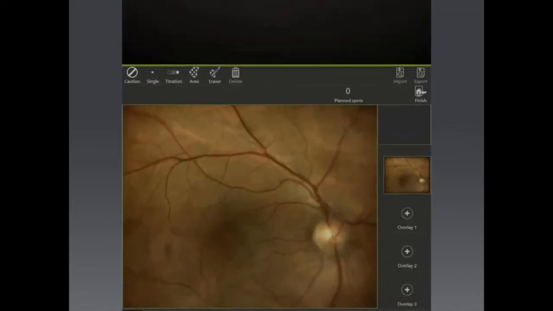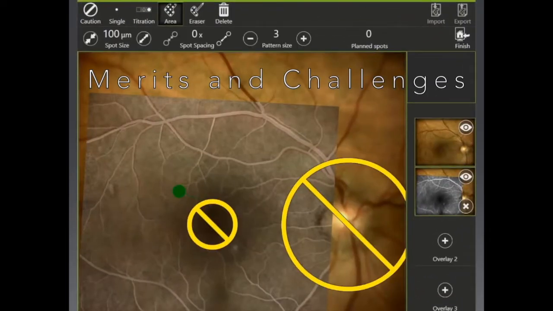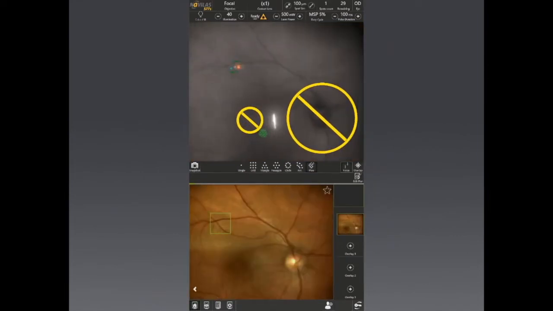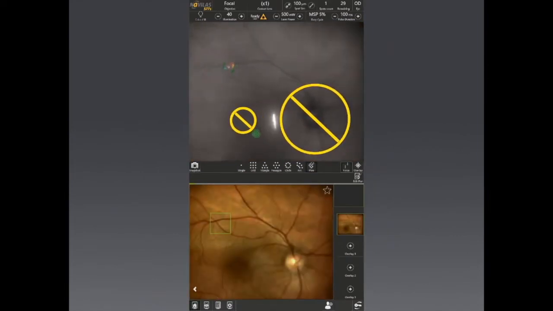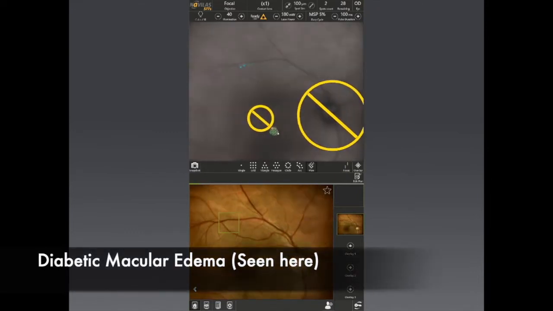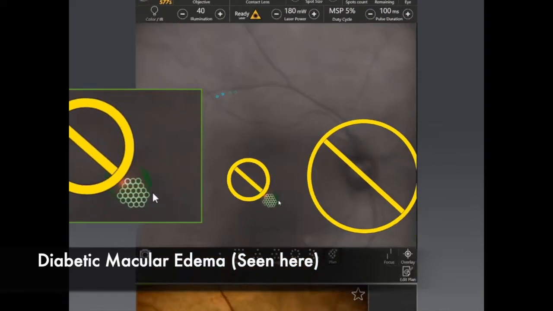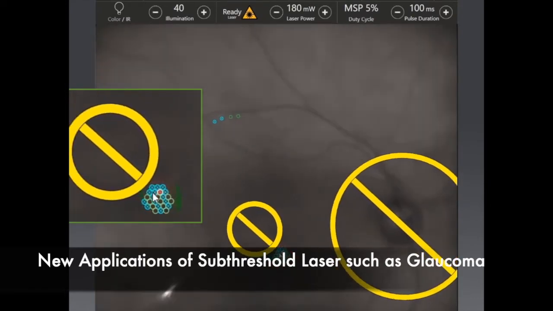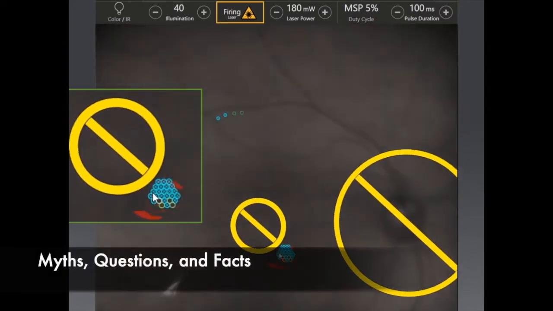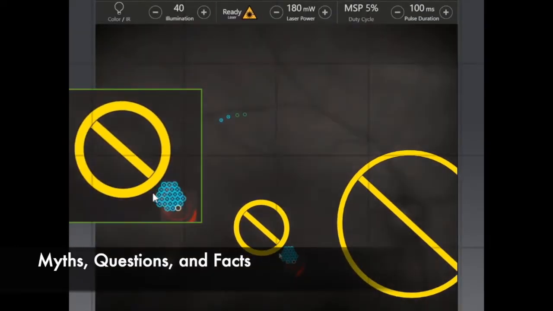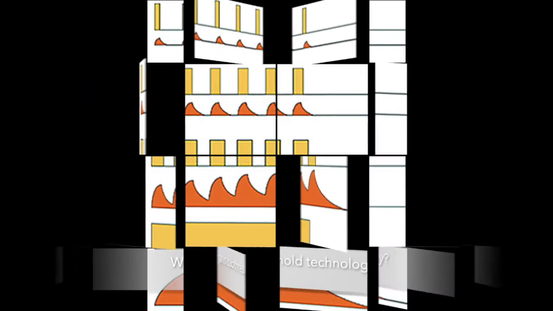for many retinal disorders. This video critically reviews the merits and challenges with available subthreshold laser delivery systems and reports advancing clinical applications. We aim to showcase subthreshold laser for diseases such as central serous chorioretinopathy and diabetic macular edema, as well as discussing more recent applications of subthreshold laser for other diseases such as glaucoma. We also clarify common, long-standing questions about subthreshold laser therapy and provide practical tips for clinicians on this advancing technology.